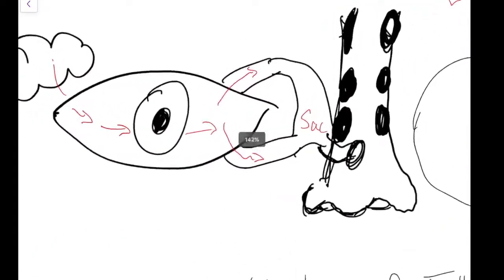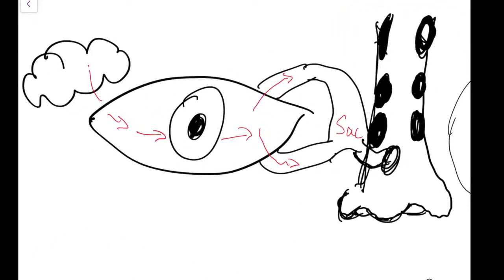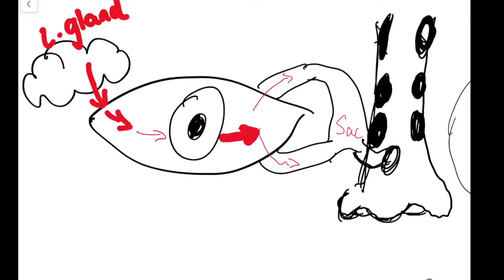So going back here, just imagine we have our lacrimal gland right here, and the lacrimal gland will create the tears. They will go into the fornix, go across the eyelid, into the canaliculi, into the sac, into the nasal cavity.